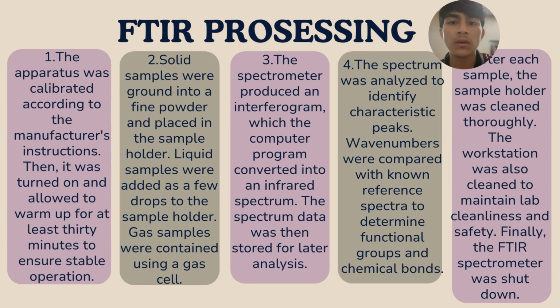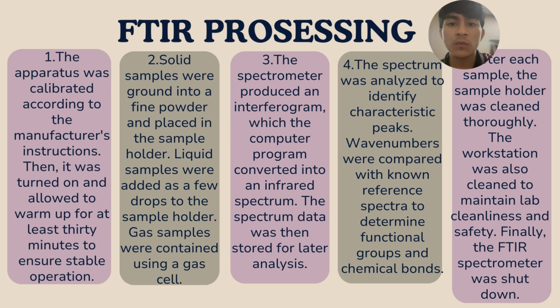Then, it was turned on and allowed to warm up for at least 30 minutes to ensure stable operation. Second, solid samples were ground into a fine powder and placed in the sample holder. Liquid samples were added as a few drops to the sample holder. Gas samples were contained using a gas cell. Third, the spectrometer produced an interferogram which the computer program converted into an infrared spectrum. The spectrum data was then stored for later analysis.